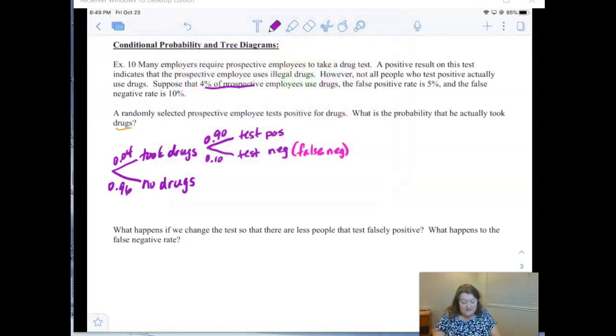All right, that means on here I'm going to have the same thing happen. The person was not using drugs. They could test positive or they could test negative. Okay, what's supposed to happen? Well, if they didn't take drugs, their test should come back negative. That's the correct pathway that it should go. If they didn't take drugs and they test positive, that's a false positive. We got a positive result when it really shouldn't have happened.